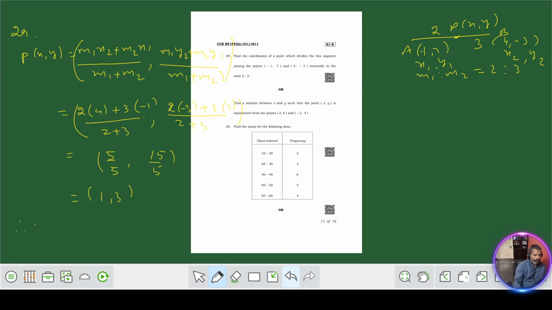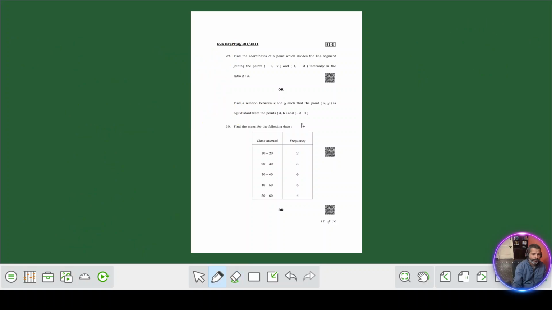Just write it, conclude it. Therefore, coordinates of the required point is 1, 3. Conclude the answer. Direct section formula, everything is given, available, substitute and simplify. There is an option for this question. We'll see that optional question as well.